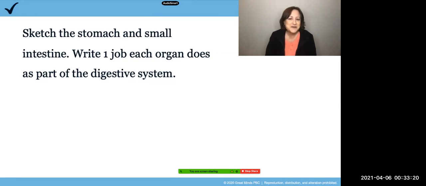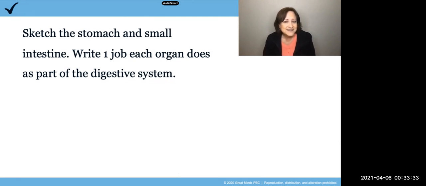There's a check mark in the corner, and you know what that means. Your teacher will take this opportunity to check in with you. The directions here say sketch the stomach and small intestine. You're already halfway done because you've already sketched the stomach. The next sentence says write one job each organ does as part of the digestive system. Again, you're already halfway done because you wrote down one job that the stomach has.